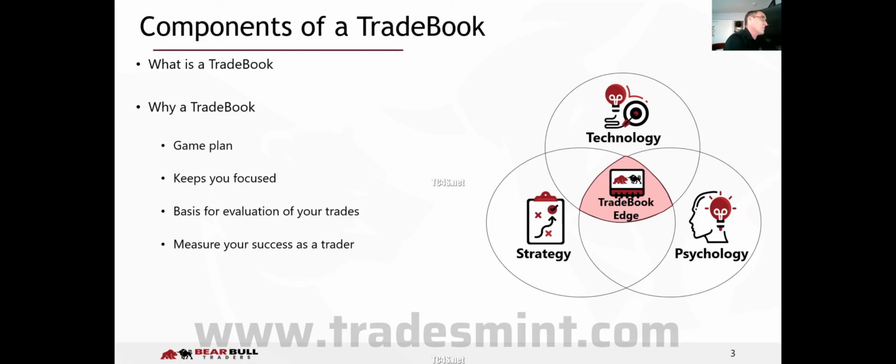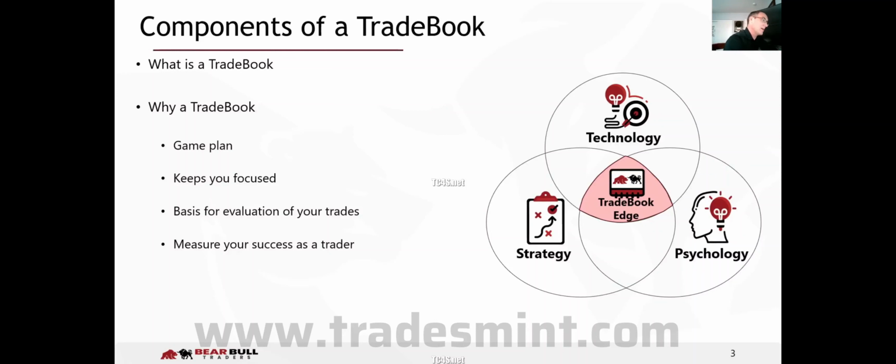It also allows you to measure your success as a trader. If you are executing a trade book and it is producing a negative sloping equity curve, then you probably need to take a second look at your trade book, reevaluate it, reassess it, and see what things inside that trade book are causing your equity curve to go down. And it could be in your technology bubble, it could be in your strategy circle, or your psychology circle. You never know which one it is. But one thing off in any of those three circles will adjust what that trade book edge looks like.